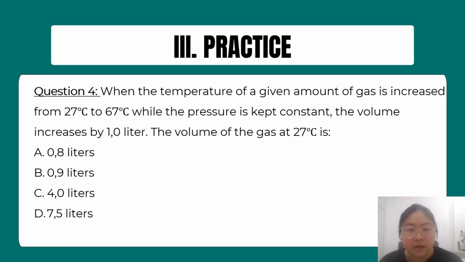It's the same as the example that I have taught you. When the temperature of a given amount of gas is increased from 27 Celsius degrees to 67 Celsius degrees while the pressure is kept constant, the volume increases by 1 liter. The volume of the gas at 27 Celsius degrees is... Okay, the answer of this question is D.